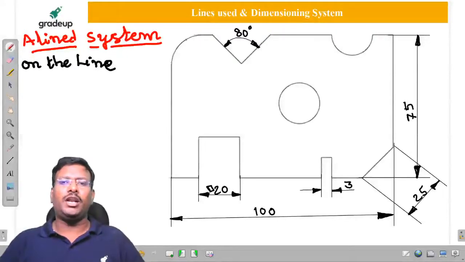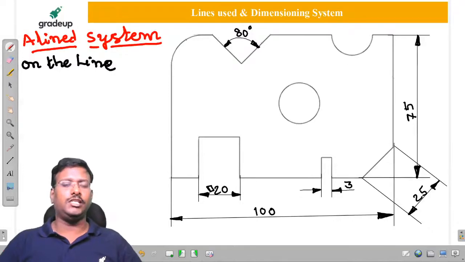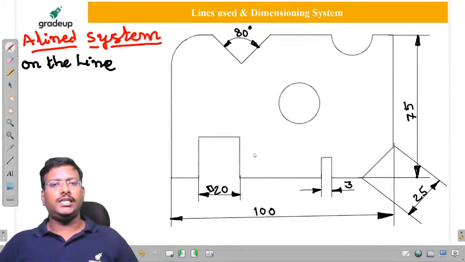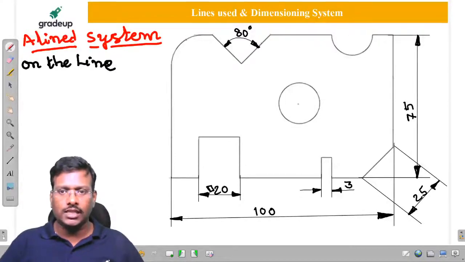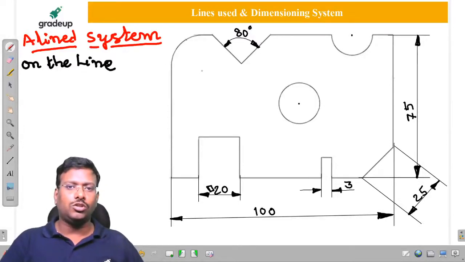But what about radial dimension? Here there is a circle. How to represent the diameter? Here there is a radius. How to represent the radius of it? Very simple. Remember, whenever it is a radius and diameter, this is a special thing. So first of all, we have to locate the center. This is the center for this, and this is the center for this. And for this curvature also, there is a center here from where you observe.